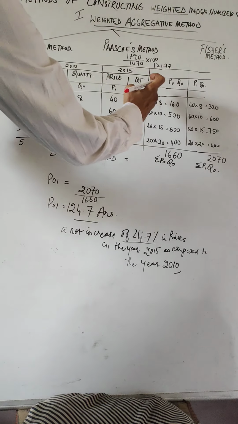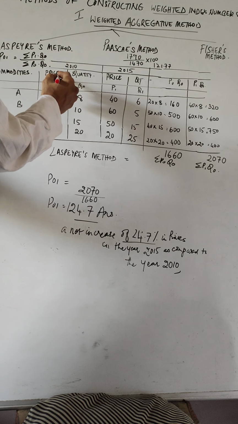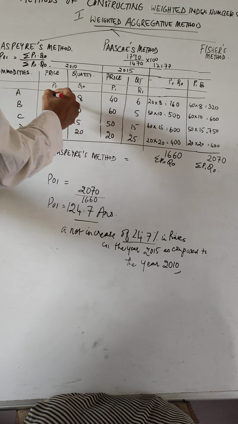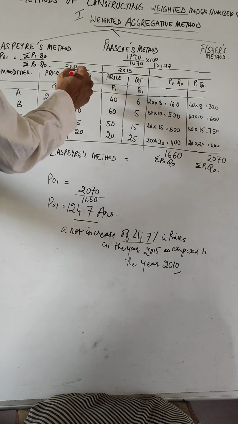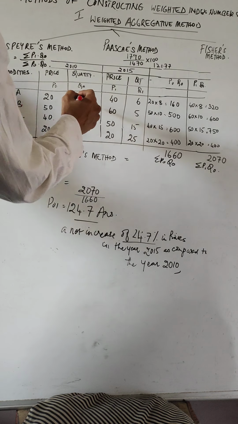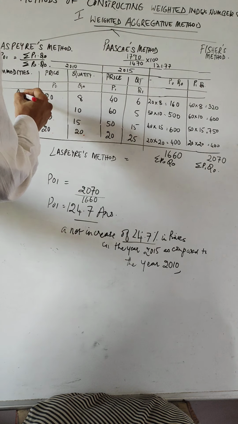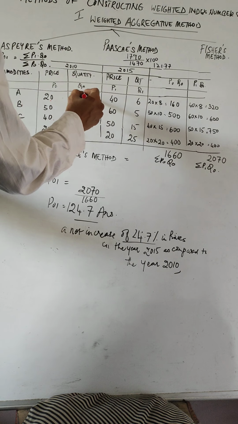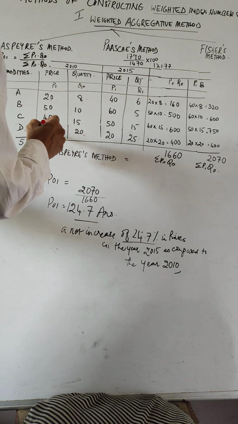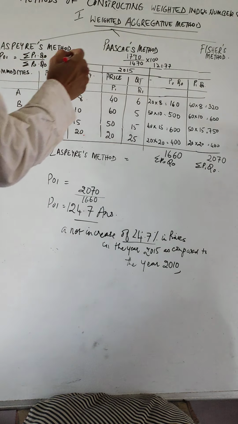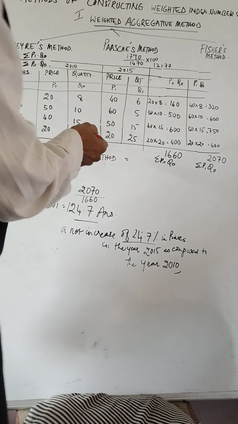So, let me just explain this in a little detail. This is the numerical given to you. These are the commodities A, B, C and D. Price in 2010 is 20, 50, 40, 20, and based on these prices the quantity which was bought is 8, 10, 15 and 20. So for commodity A, price was 20, quantity bought was 8; then 50, 10; 40, 15; 20, 20. The units of prices and quantity could be different.